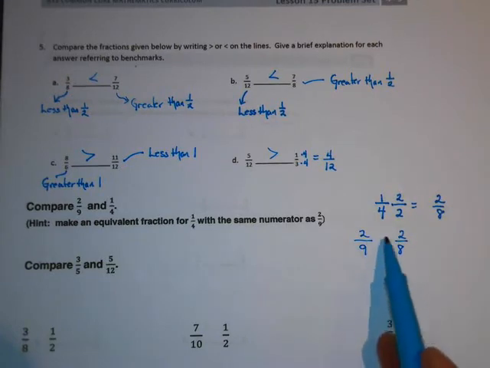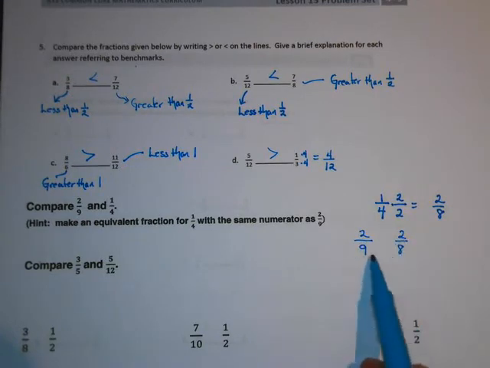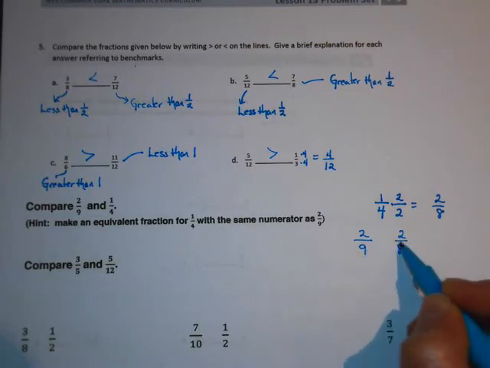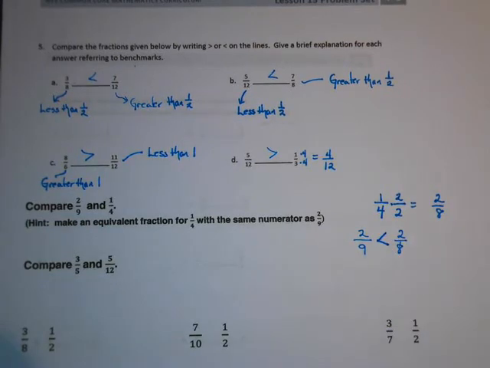If the numerators are the same, then you just look at the denominator. The bigger the denominator, the smaller the piece. So 2 small pieces will be smaller than 2 larger pieces. So the 1/4 must be bigger. Isn't that interesting? I think that's cool.